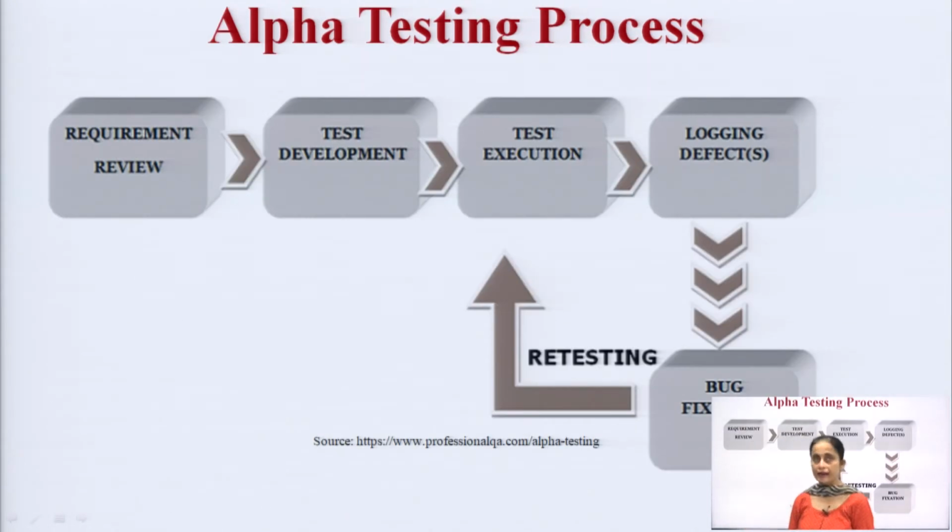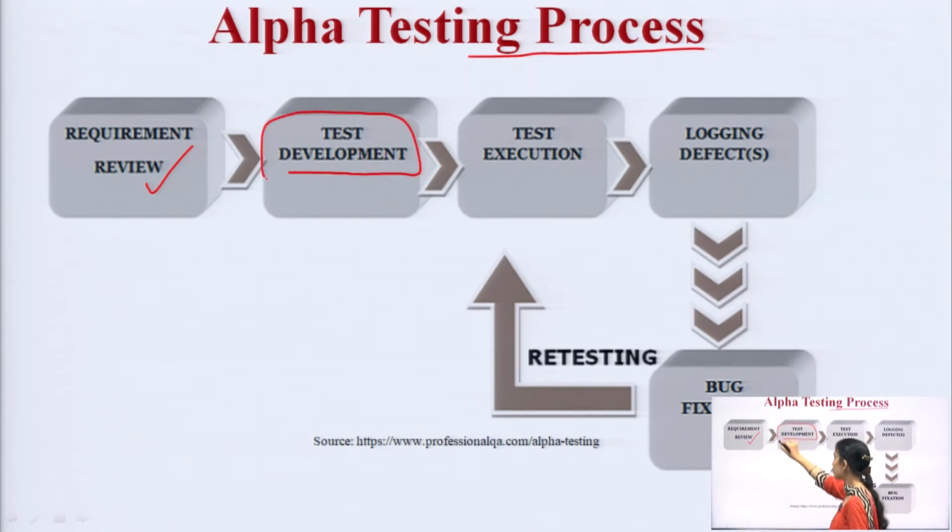Next is the alpha testing process. The process of alpha testing occurs in different steps. We start with the requirement review. We have gathered the requirements, and those requirements are reviewed. Then according to those reviewed requirements, the test development phase comes into the picture, so that we can make the different test cases.